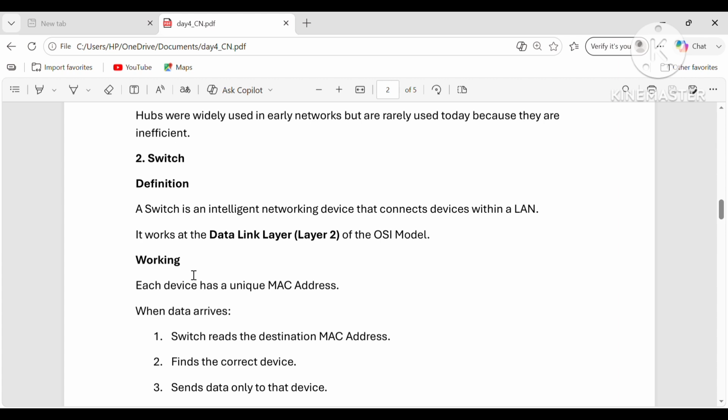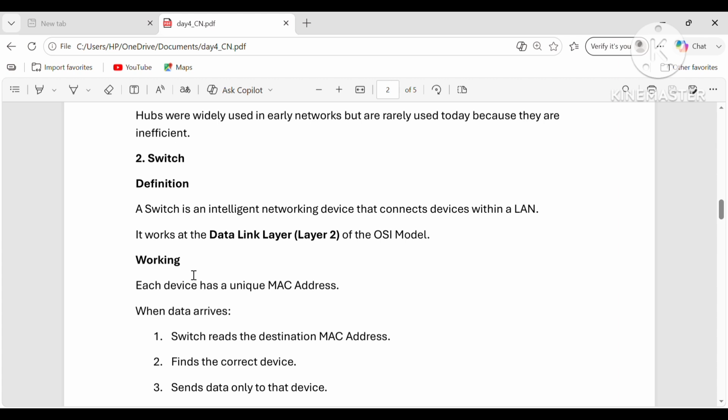Every device has a unique MAC address. The switch reads the destination MAC address and forwards the data only to the intended device. This improves speed, reduces collisions, and increases security. That's why schools, offices, banks, and companies use switches extensively.